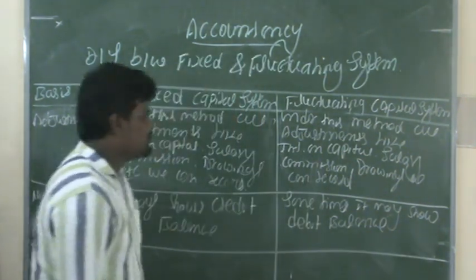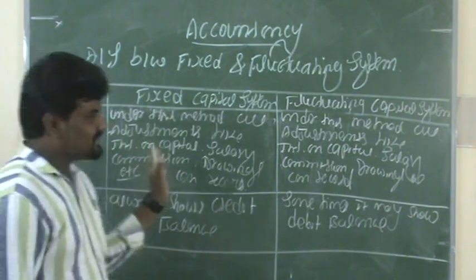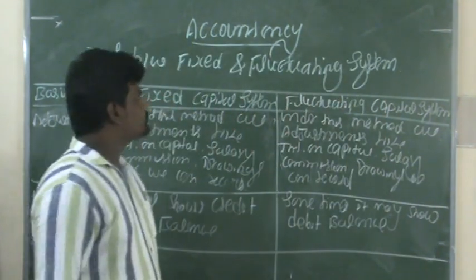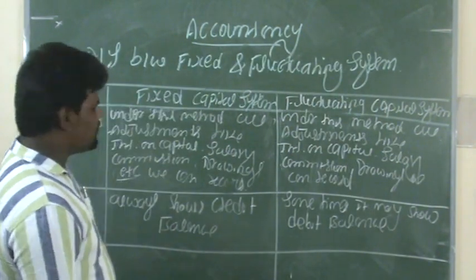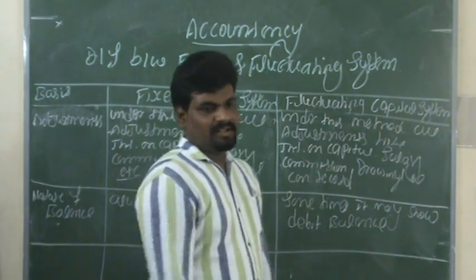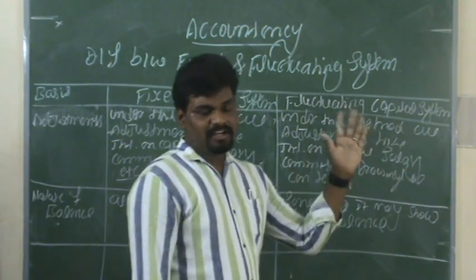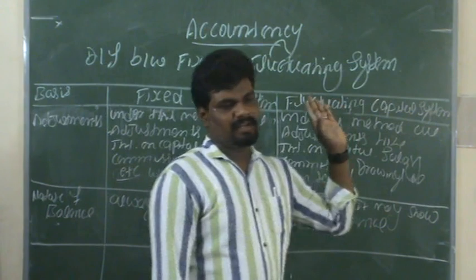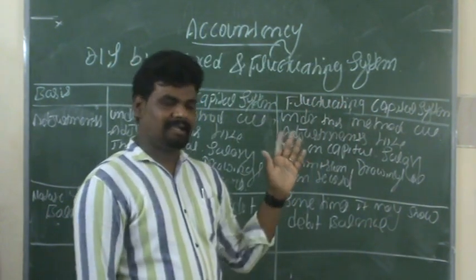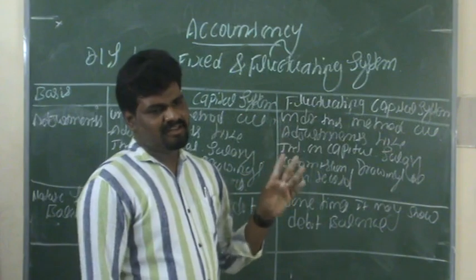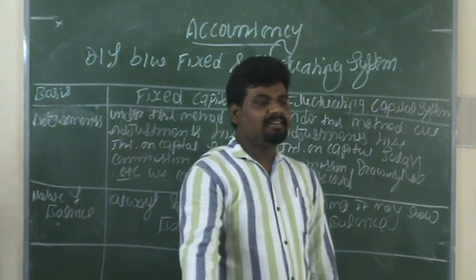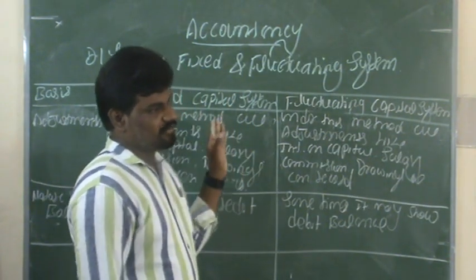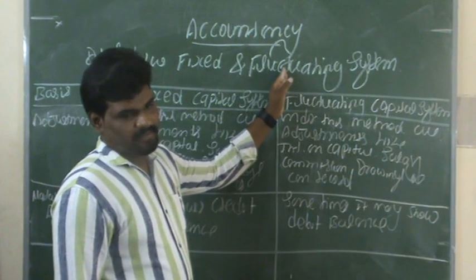So these are the differences between the fixed capital system and the fluctuating capital system. Under the fixed capital system, we are preparing two necessary accounts, namely the partner's capital account and the partner's current account. Under the fluctuating capital system, we are preparing only one account, that is the partner's capital account. So here, we can discuss the partner's current account as well as the capital account in the fixed and fluctuating capital system.